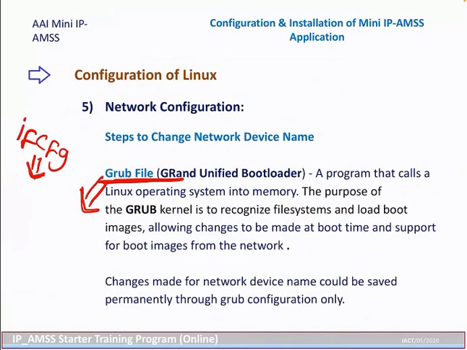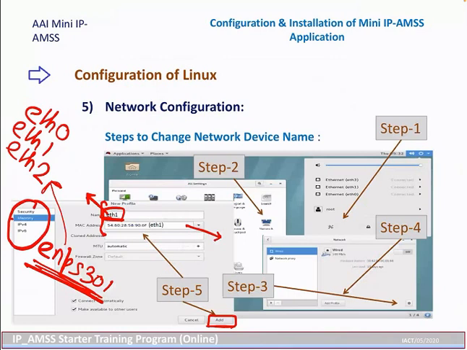So you have to follow all these steps in order so that the names of those Ethernet ports and the IP addresses are changed. So is there any doubt in this particular network configuration or something that I need to repeat?